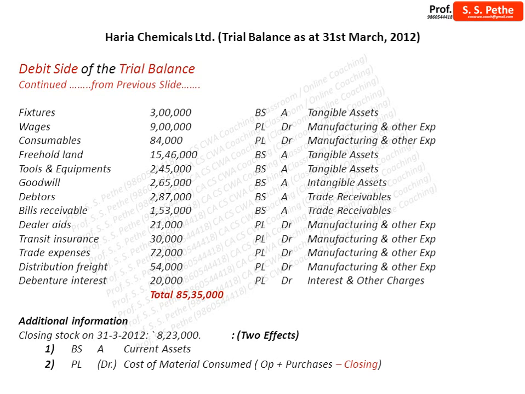I already told you that additional information, whatever is given, will always have two effects. So the two effects you have to give for the closing stock: one will go to the asset side of the balance sheet under the head current assets, and another will go to the debit side of P&L. Remember, under the debit side you have to include it in the statement cost of material consumed. You will prepare a note, cost of material consumed, and in which head you have to include the closing stock. The formula for cost of material consumed is opening stock plus purchases minus closing stock. We will see while preparing the note.